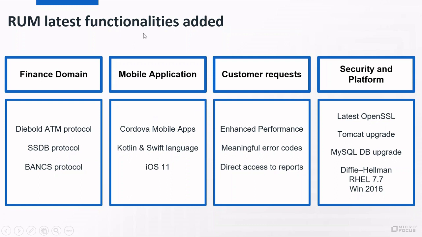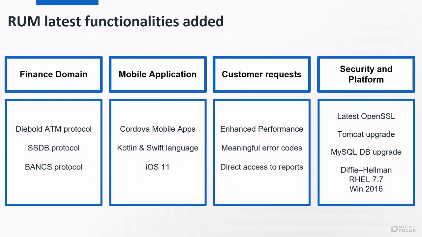In that 5x release, we added some of the latest functionalities. In the finance domain, we added a few protocol supports: Diebold, SSTB, and bank protocols. From the mobile application perspective, we added Cordova mobile applications, Kotlin and Swift languages, and iOS 11 support. On customer requests, we enhanced performance a little bit, and added meaningful error codes like 200 and 400, which I explained before. So we have a meaningful error code enhancement done here.